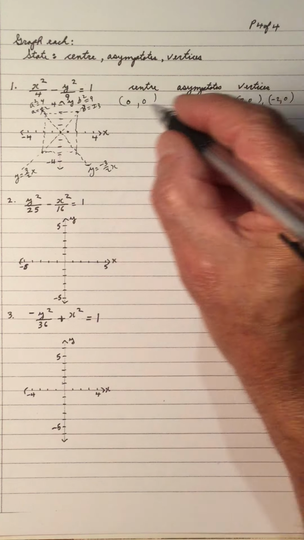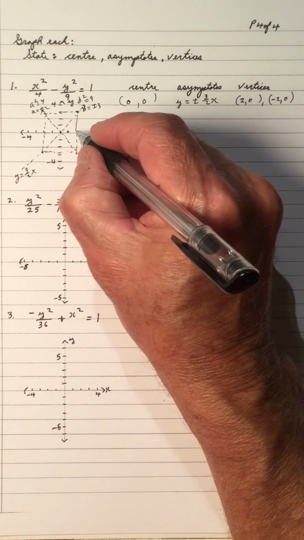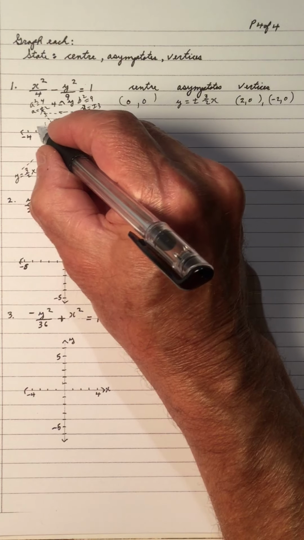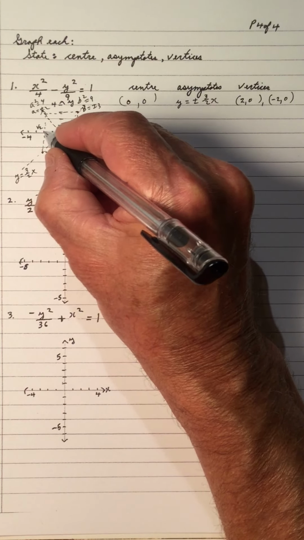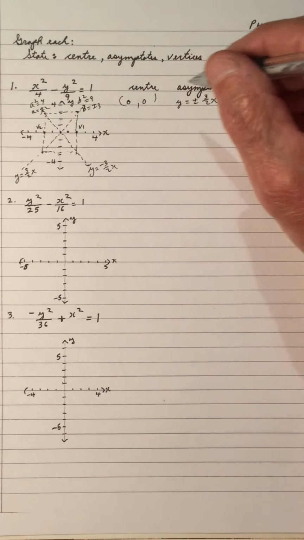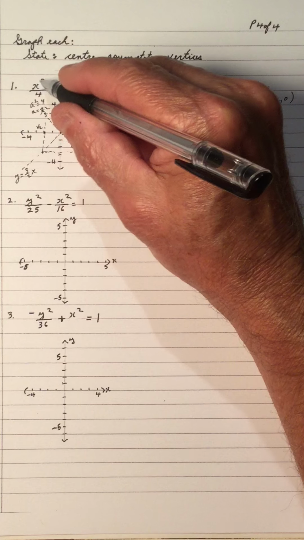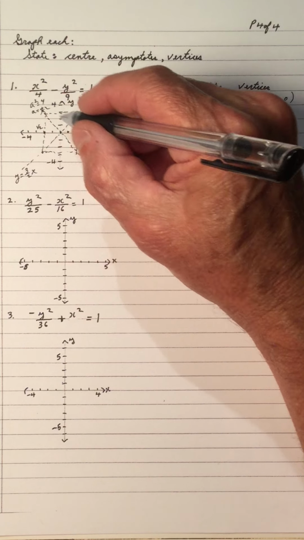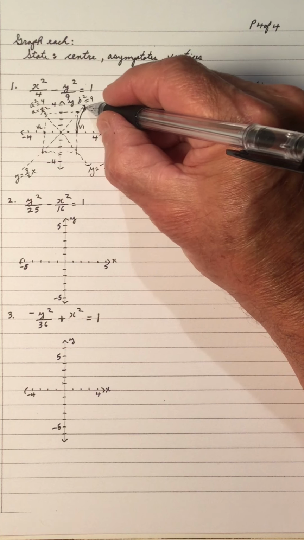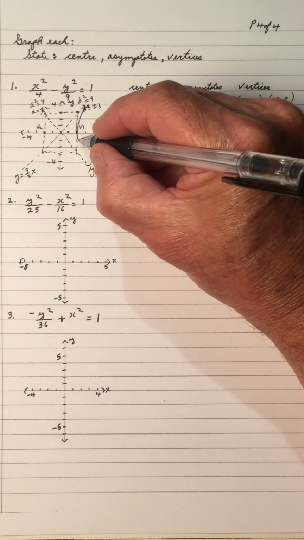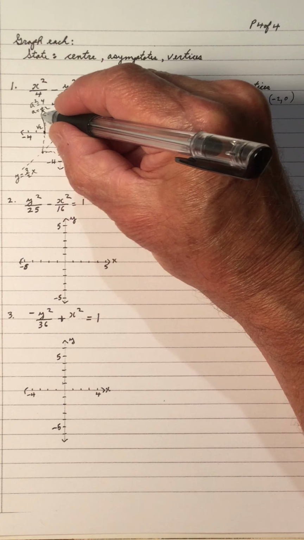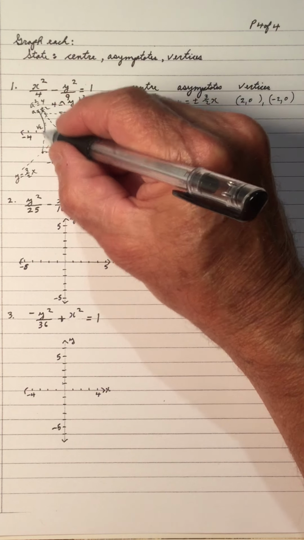And so the vertices are x's (2, 0). This is vertex 1. And vertex 2 is right here. So the axis of intercept is the positive one. The x is positive, so it's horizontal. So go from the vertex towards the asymptotes. There's the vertex going towards the asymptote.